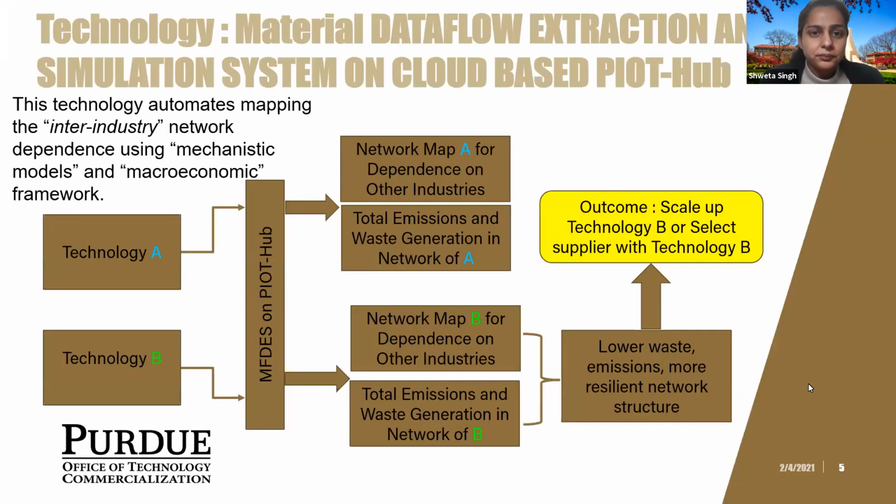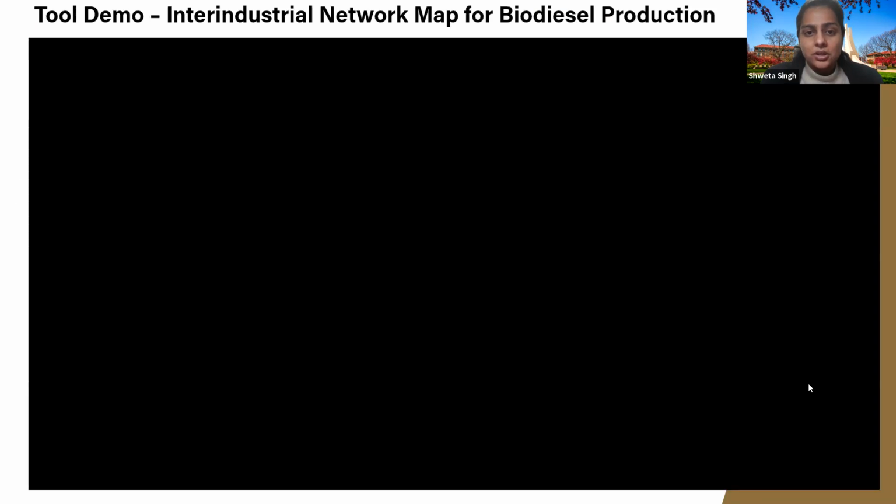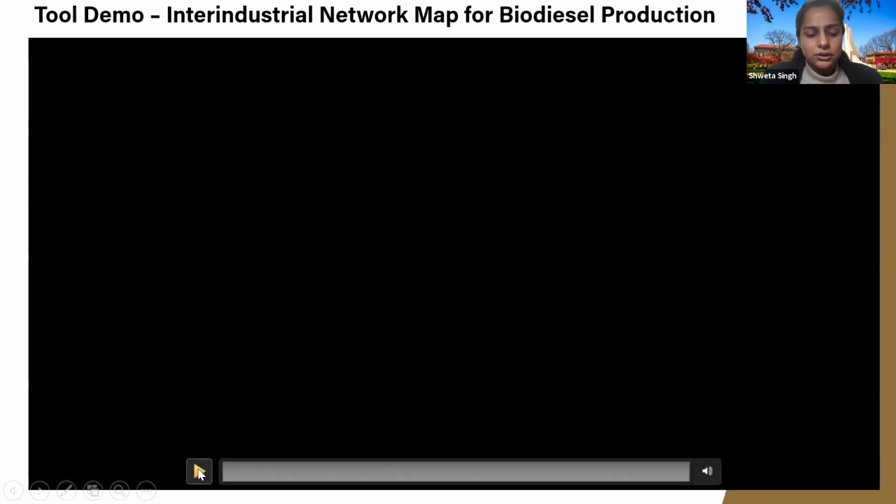In short, this technology automates the mapping of the inter-industry network in terms of physical flows using mechanistic models, so first-principle physics-based models, process models, and a macroeconomic input-output framework. If you have technology A versus technology B, that can be simulated on the PIoT hub, and after evaluating the network maps for the two technologies, we can pick which has lower emissions or waste and a more resilient network structure. I'll give a quick demo of the tool here.